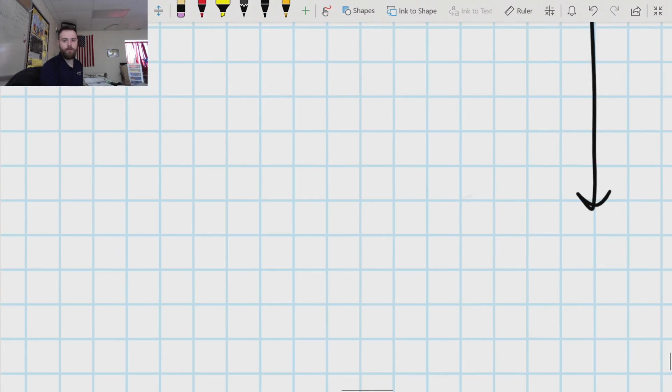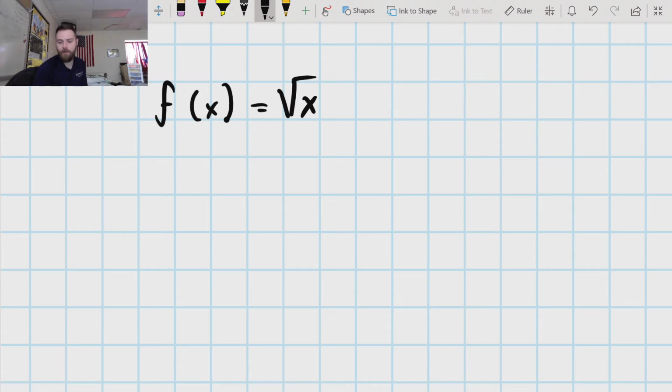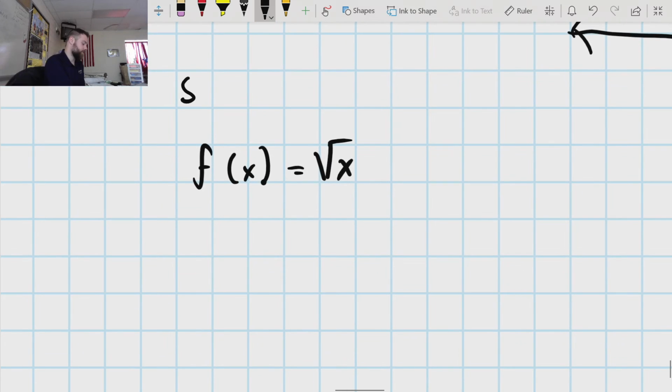We're going to move on to the next function, which is actually your standard for Algebra 2. Okay? So f of x equals square root of x. And we'll get into some of the other functions at another time because I'm kind of running out of time, but we'll go ahead and do the square root function.